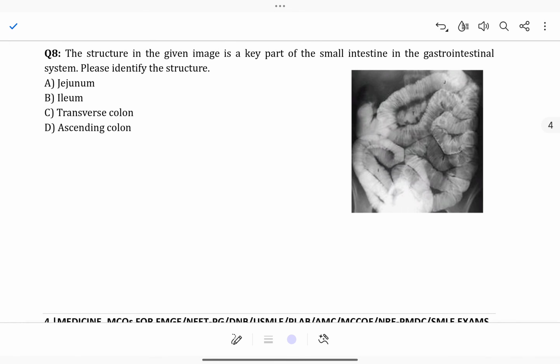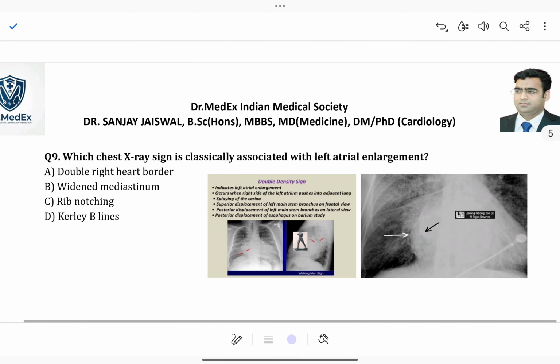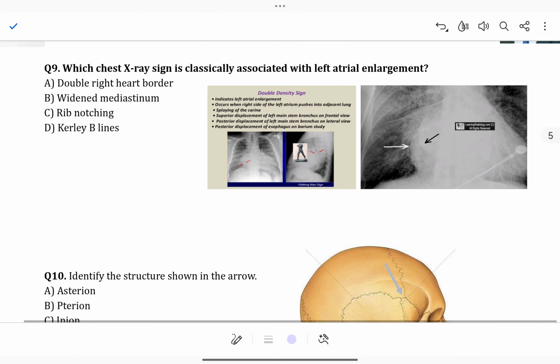Come to question number 8. The structure given in the image is a key part of the small intestine in the gastrointestinal system. Please identify the structure. This structure is nothing but jejunum. Okay, this structure is nothing but jejunum. Come to question number 9.